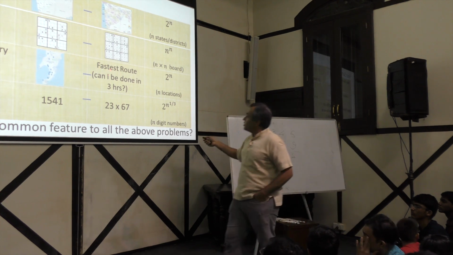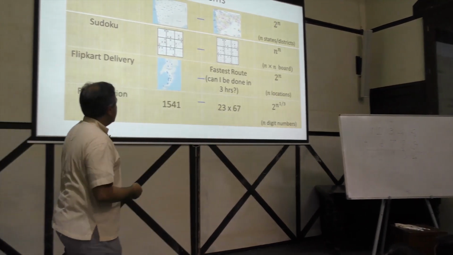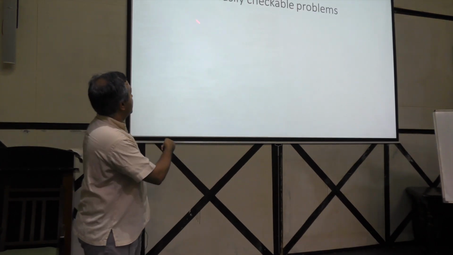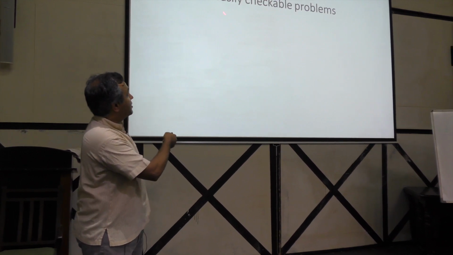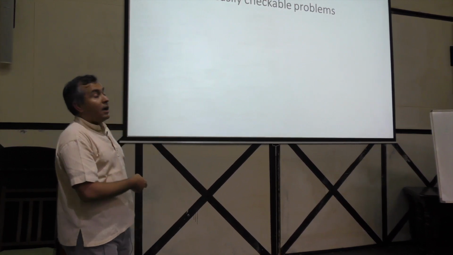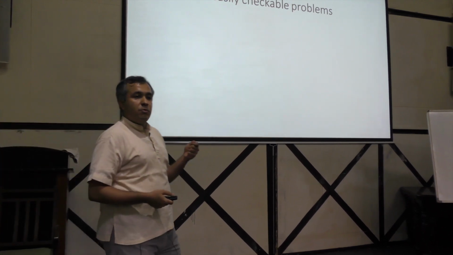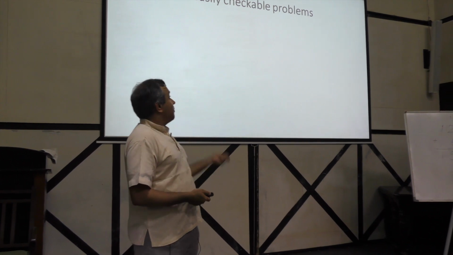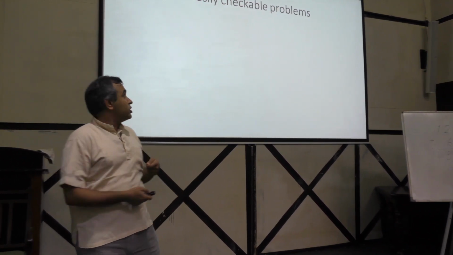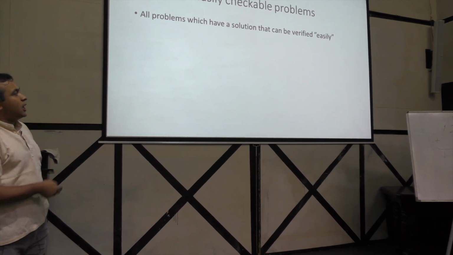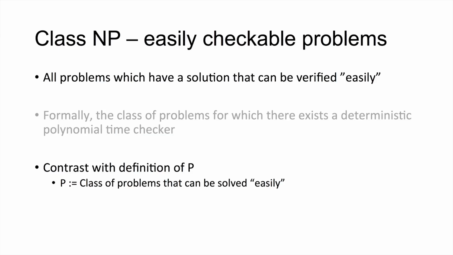So there's a way to check the solution, and this leads to our next class of problems, which we'll call NP, those problems which are easily checkable. Unlike P, which was the problems which are easily solvable, for these problems I don't know how to produce a solution, but suppose you give me the solution, I will be able to check it. It's all problems which have a solution that can be verified easily. Formally, it's a class of problems for which there exists a deterministic polynomial time verifier.